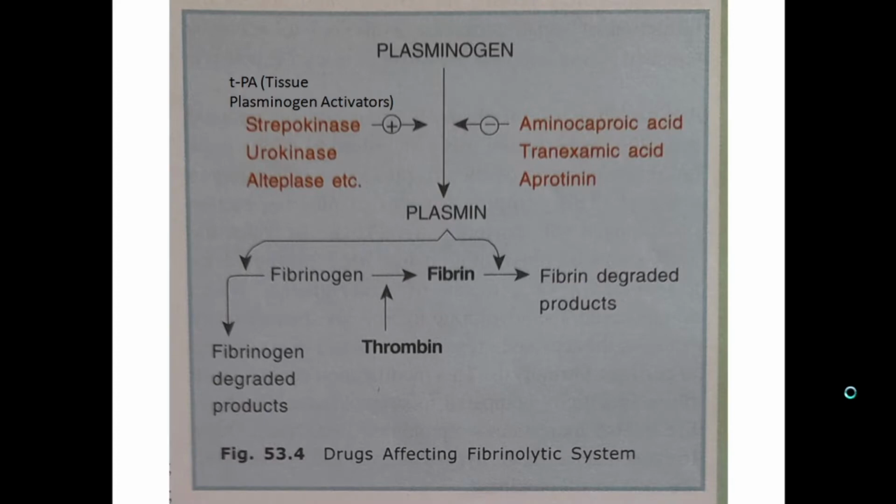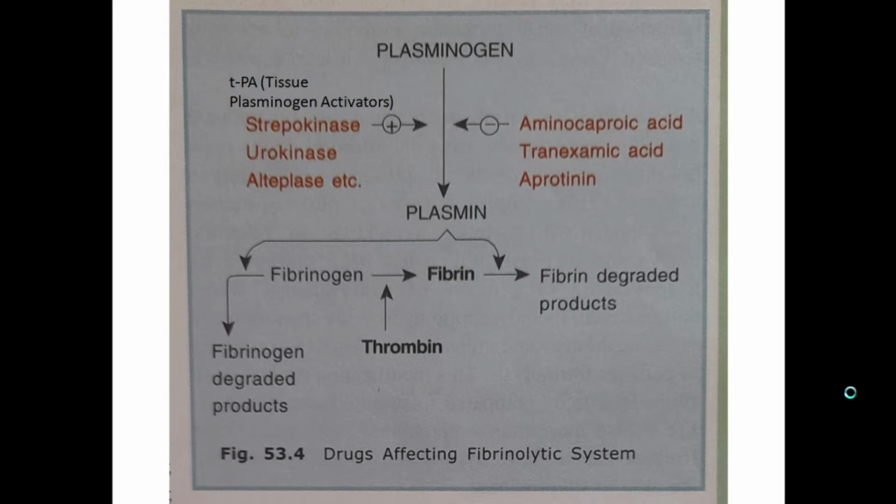So here in this diagram we can see the tissue plasminogen activators. These are released and there will be activation of plasminogen, which gets converted to plasmin. This plasmin then dissolves, or brings about the breakdown of, fibrin, which leads to fibrin degradation products. Along with this, plasmin can also degrade fibrinogen, and fibrinogen degradation products are formed.